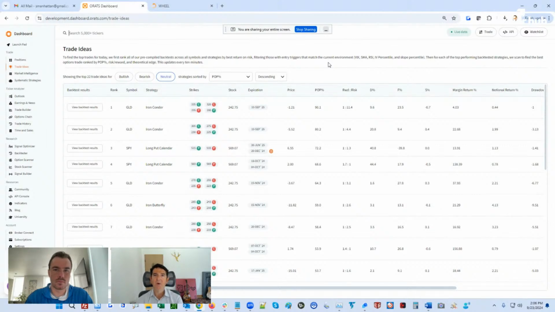Now, if you are not very risky, if you're risk averse, then you might want to try other types of strategies.